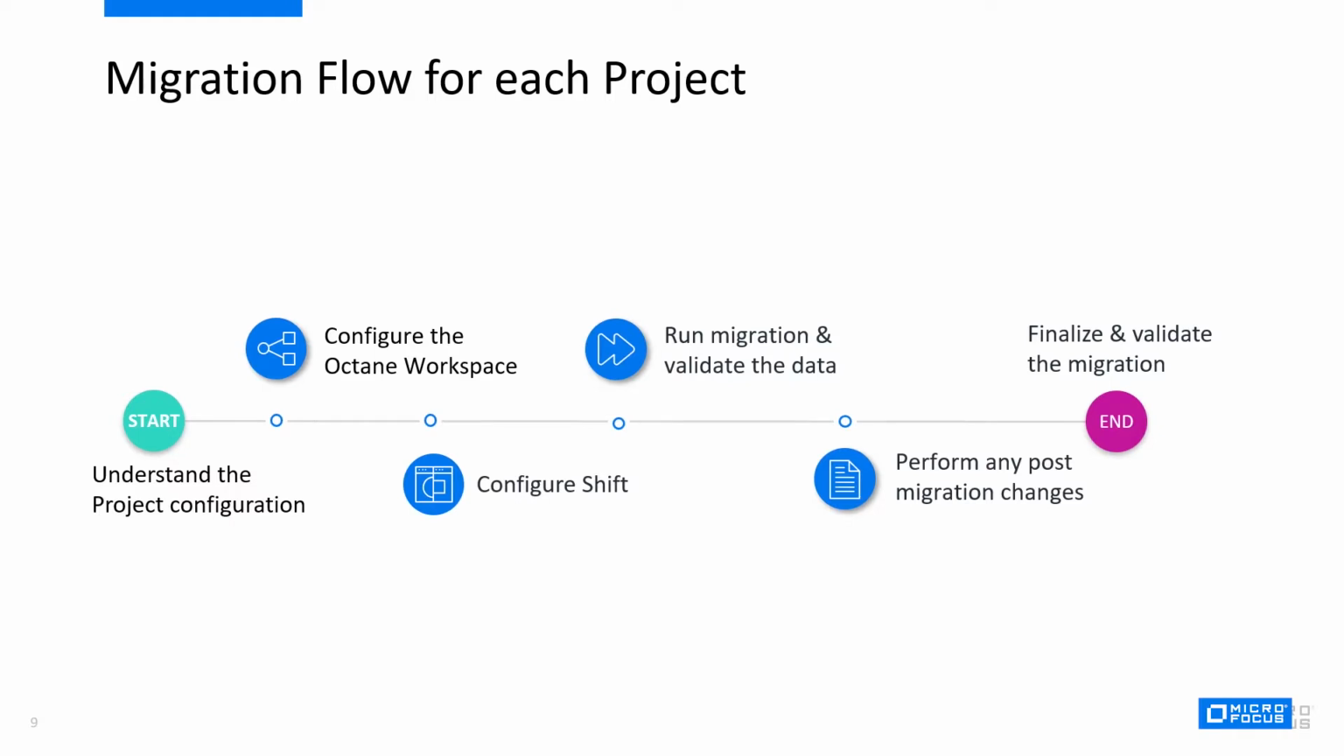And now we have a migration flow for each project. So for each project, you'll start by understanding the project configuration, configuring the Octane workspace if needed, configuring Shift, running the migration and validating the data, and performing any post-migration changes if needed. And after that, you validate the migration and you finalize the migration flow for each project.